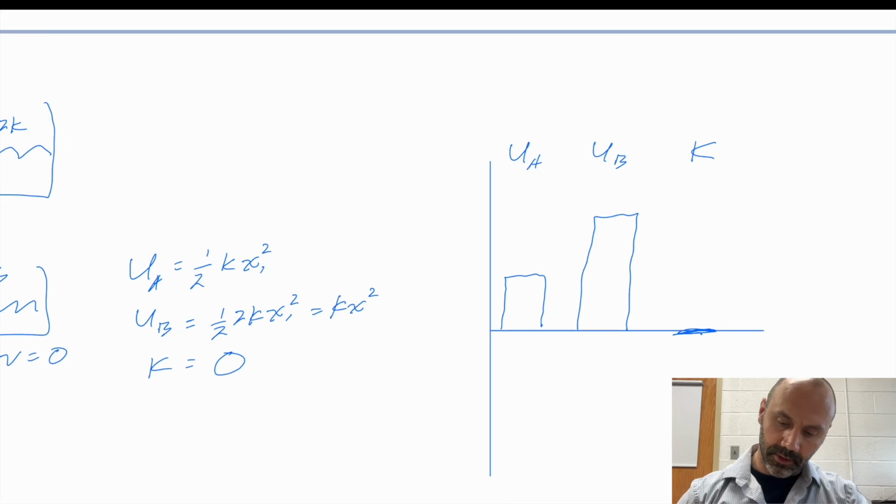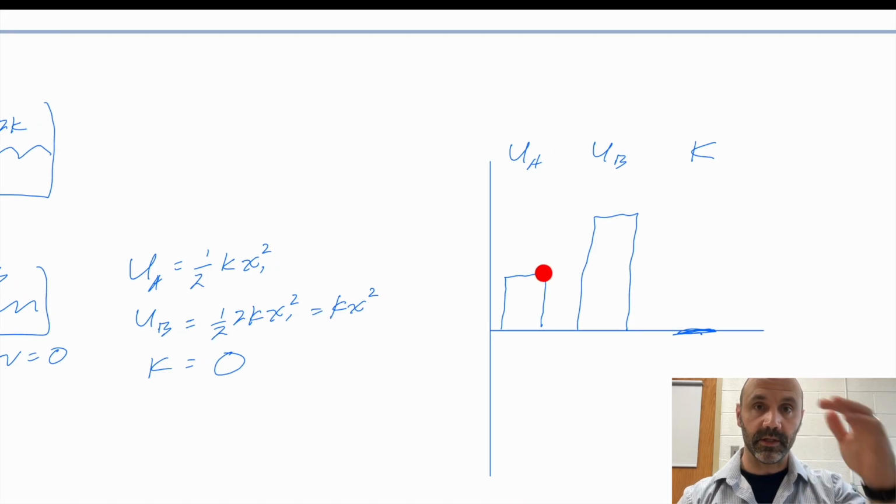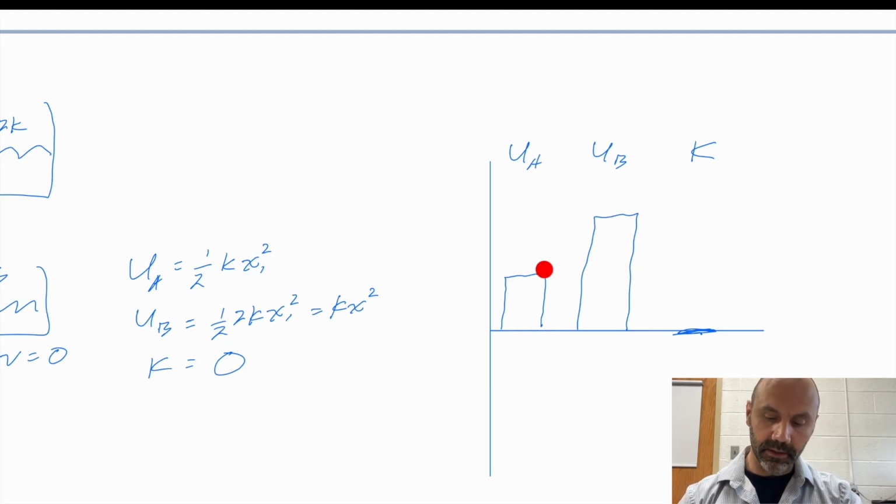When we draw the bar chart, that means that UB should be roughly twice as high as UA. You've got the grid lines on there on the response paper, so you should be able to get that. And then K should look like 0. Okay, so that's part A of the question.